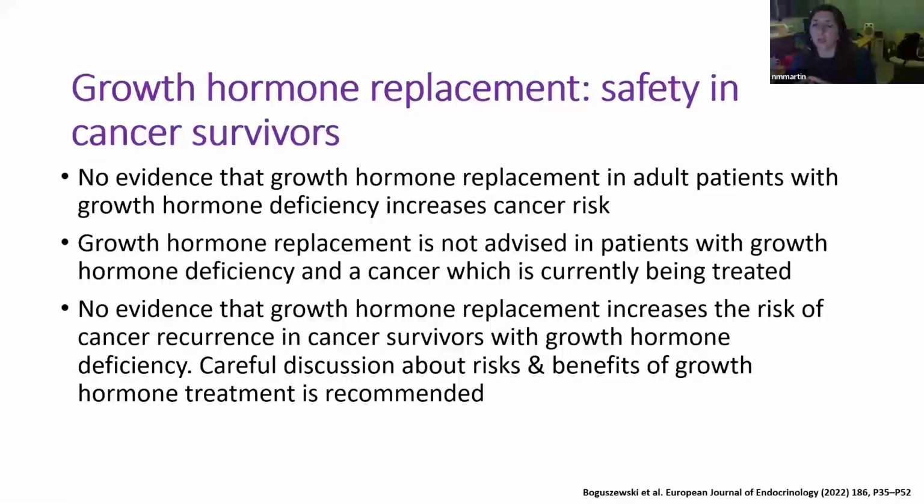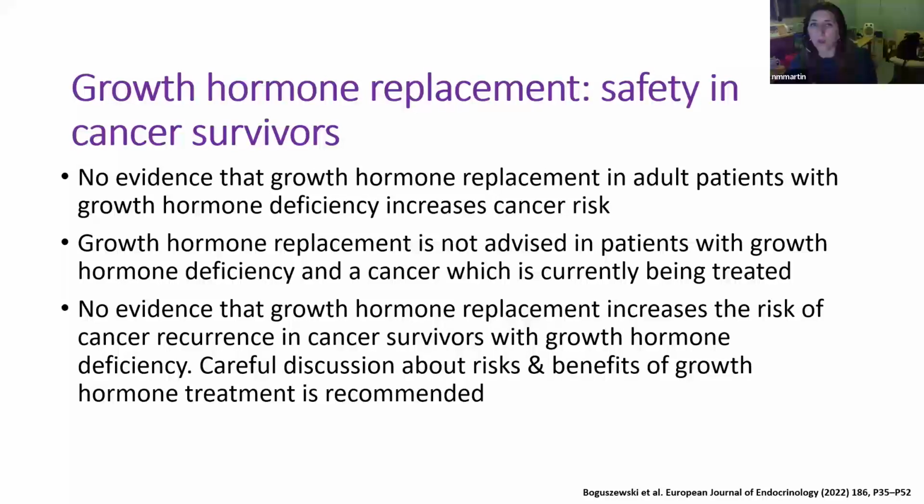Then the second bit of the consensus statement, which was also really helpful, was about cancer. So this time we are talking about tumours that are malignant, because some people might have had a pituitary condition, might have had growth hormone deficiency and have growth hormone replacement for that, but might also be a cancer survivor. So they might want to know more about, is this growth hormone replacement going to do bad things for their future cancer risk?